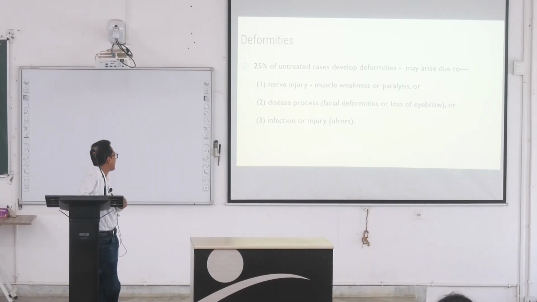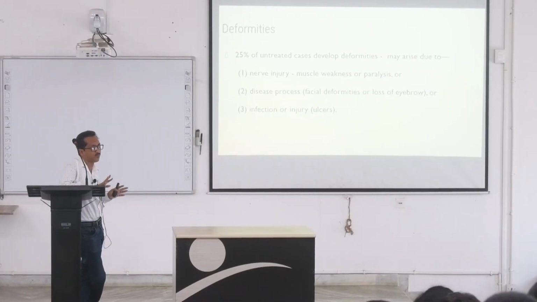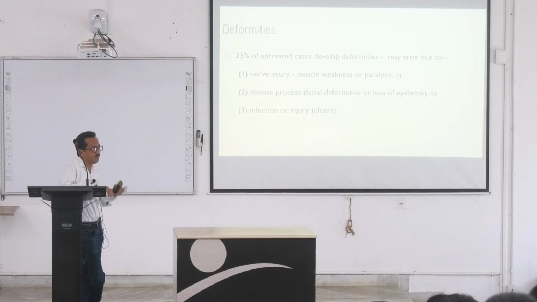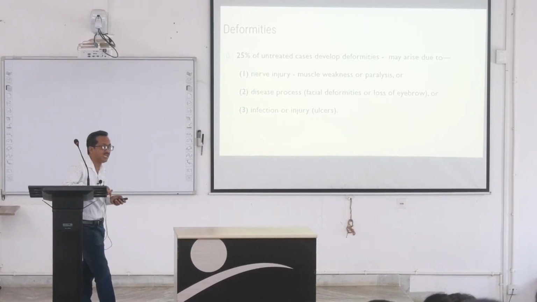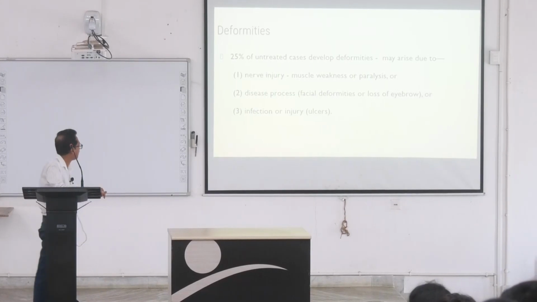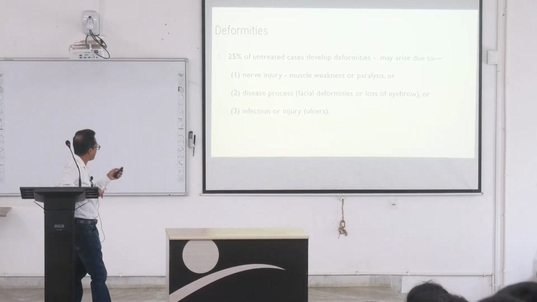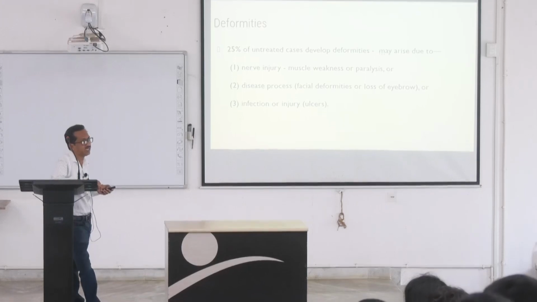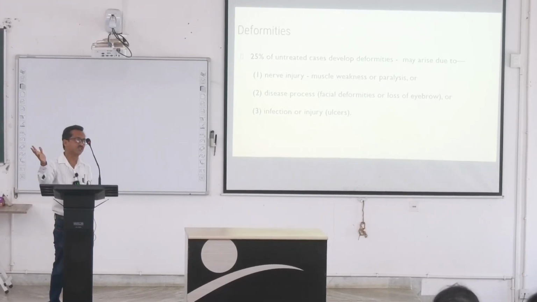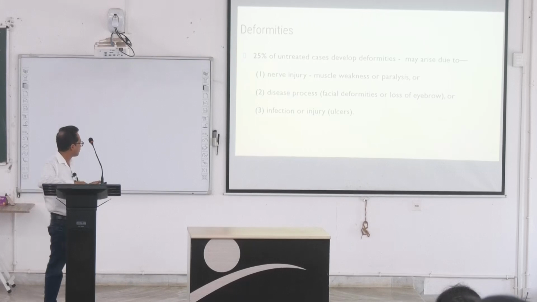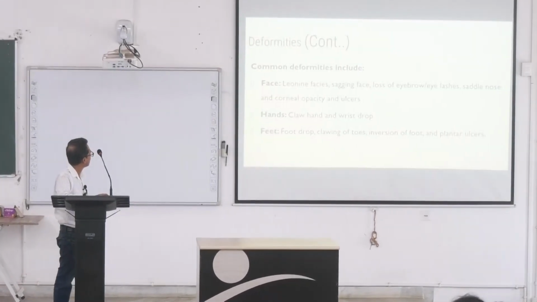So muscle weakness and paralysis, disease process, there may be facial deformity or loss of eyebrows and also saddle nose deformity. Saddle nose deformity is because the nasal bone is destroyed by leprosy. So the bridge of the nose is depressed, and that is saddle nose deformity. That is another type of deformity. There may be infection or injury leading to ulcers. Why is there more chance of injury that leads to ulcers? So these are the causes of deformity.